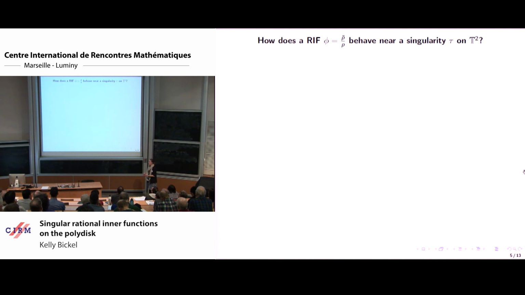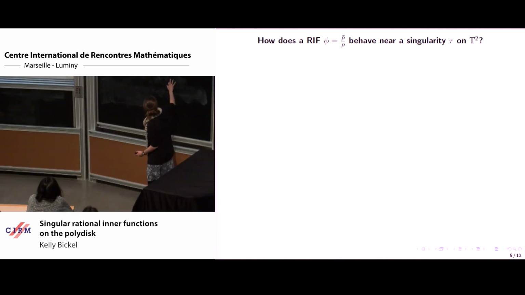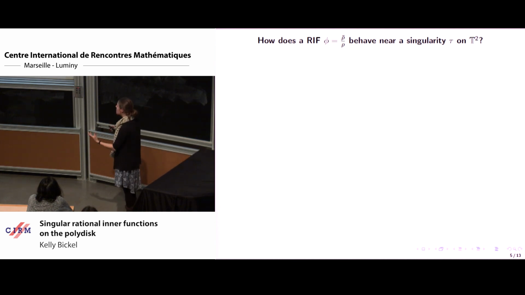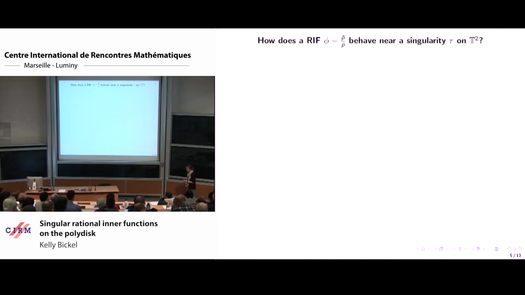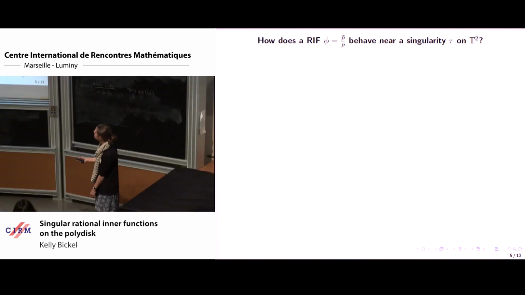So without further ado, I'd like to talk a little bit about what we were able to show in the two variable setting. And again, the motivating question is we have these rational inner functions, and we really just want to know how they behave near their singular points. And I should mention that the work that I'm talking about is motivated both by work that Greg Knese did on some of the earlier structure of rational inner functions, and also on some work on more general boundary behaviors that was done by John McCarthy, Jim Agler, and then also James Pascoe on how analytic functions on the bidisk, if they're bounded, behave near their singular points.